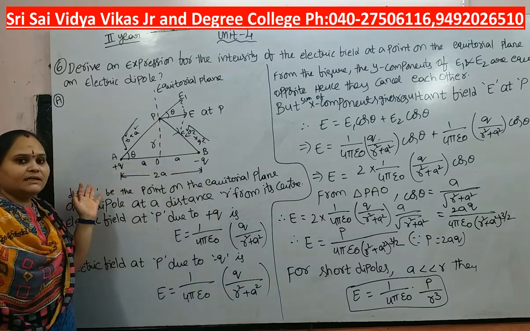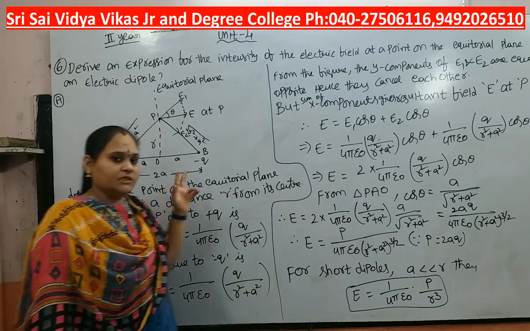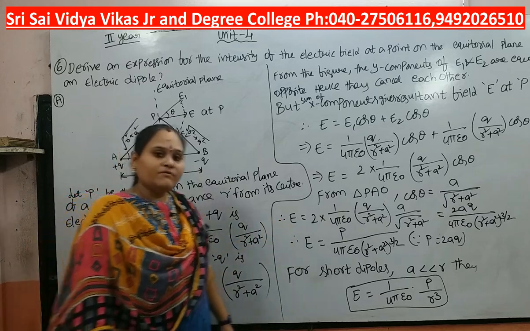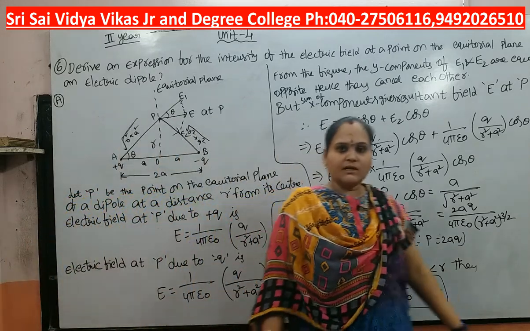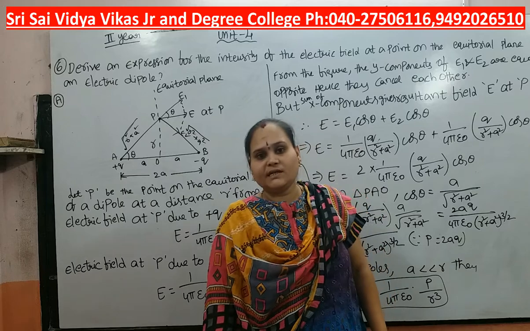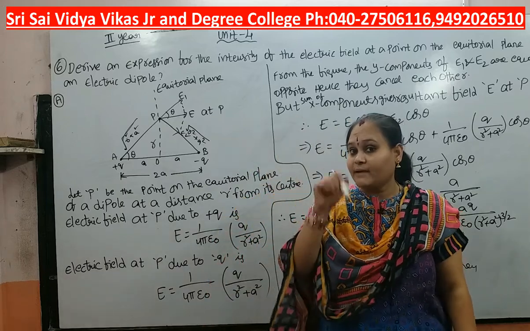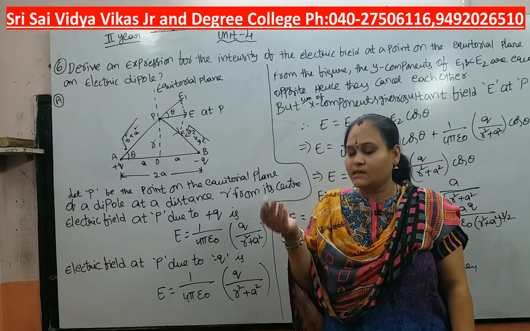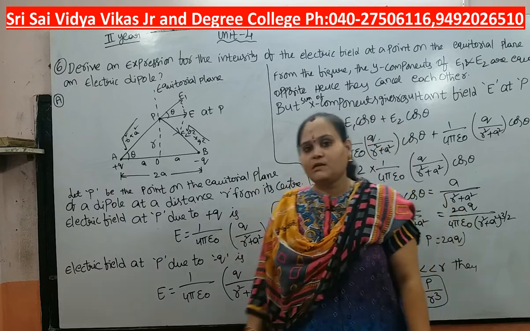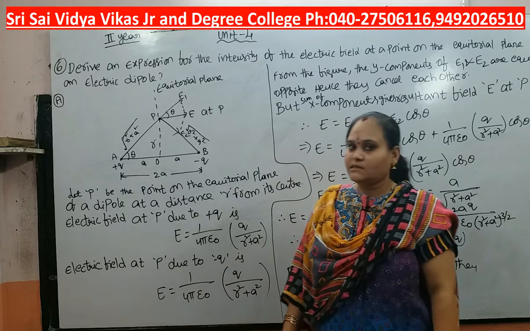So we are considering the electric field at P due to the plus q charge: E1 equal to 1 by 4 pi epsilon naught q by r square plus a square, and the magnitude of the electric field at point P due to the point charge minus q. We are considering magnitude, so plus q or minus q is a plus. So E2 is q by 4 pi epsilon naught into r square plus a square.